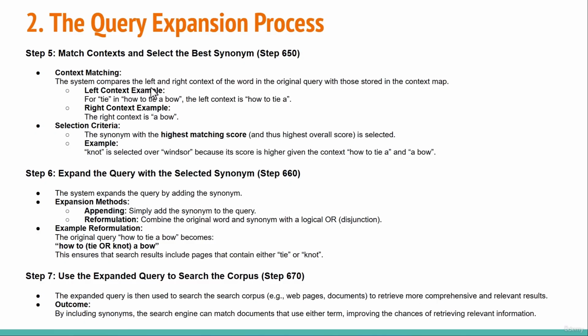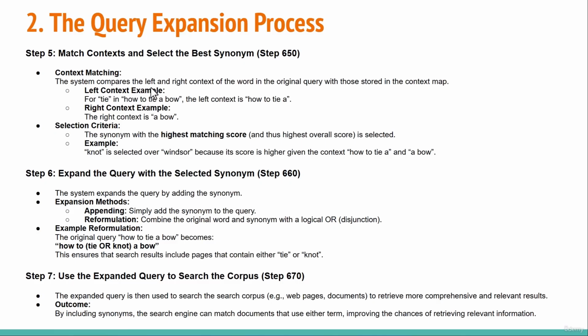For synonym selection, synonyms with the highest matching score will be selected. Knot will be selected over Winston because its score is higher, given the context, how to tie a and a bow. In the next stage, the search engine expands the query using the derived synonym. It adds the synonym to the query on the back end.